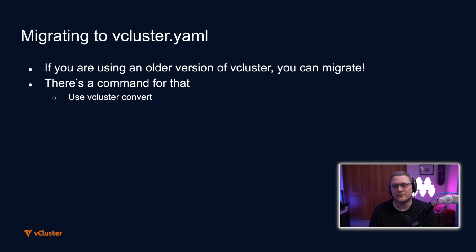So, migrating to vCluster YAML. If you're using an older version, then you're using the values file. So what you'll need to do is migrate, and there's a command for that. You can use the vCluster convert command to migrate over. Now there is a caveat in that you can't convert a K3s cluster to a K8s cluster. So you're going to go K3s to K3s, but you can start over with a K8s cluster if you want to and move on from there. It just depends on what you need.